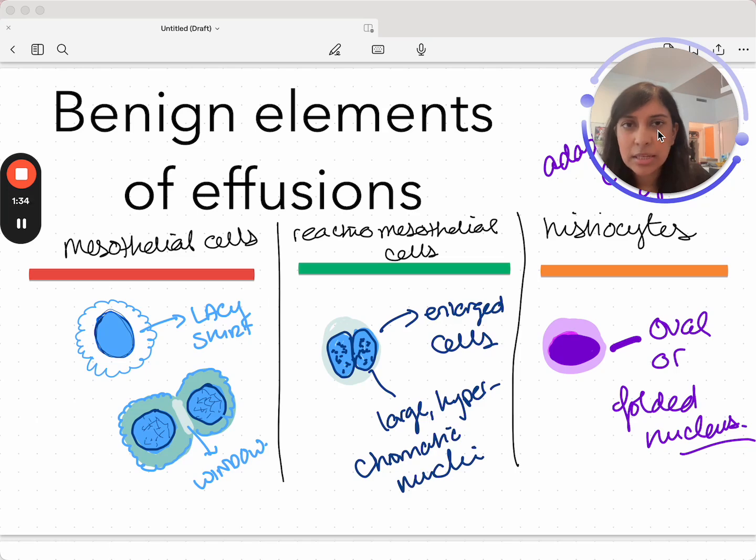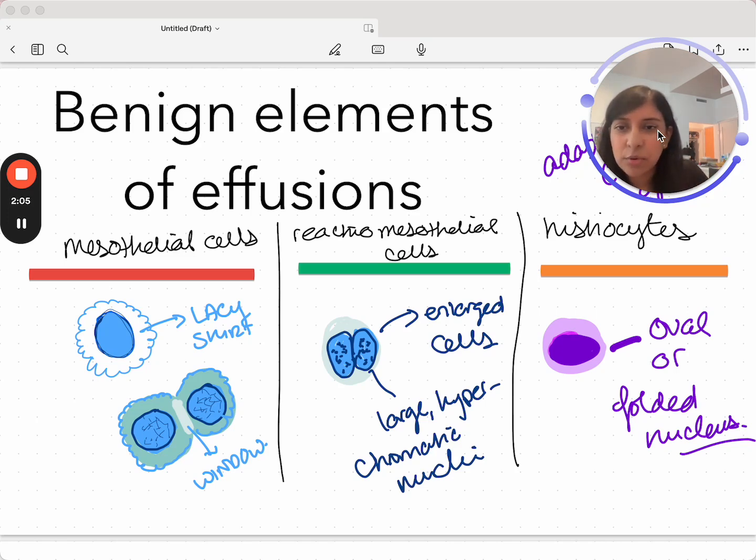Once the proceduralist does the procedure, whether it's a thoracentesis, paracentesis, or pericardiocentesis, that fluid gets spun down and stained and read by a cytologist and cytotech. I don't know if cytologist is a word; a pathologist who specializes in cytology.